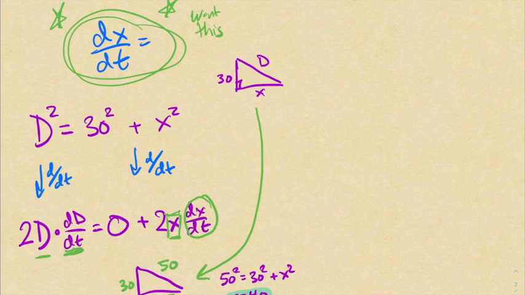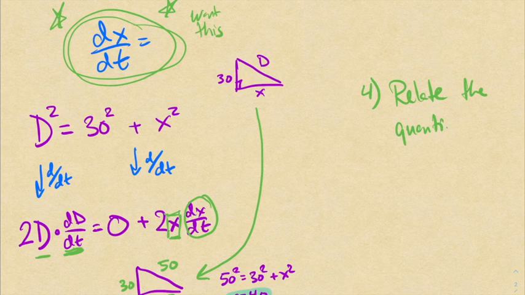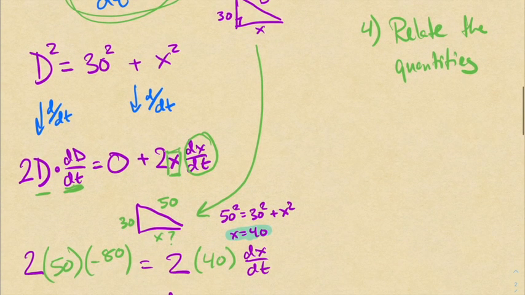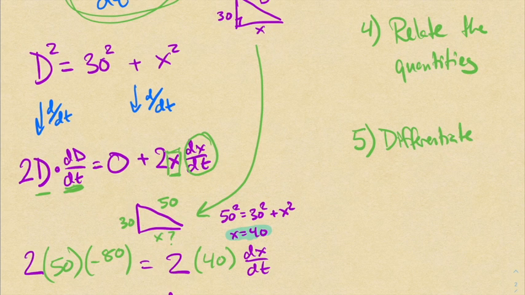Our next step was to relate the quantities. We related d and x by using the Pythagorean theorem in this case. It won't always be the Pythagorean theorem. It'll be some other way, perhaps. And then the next step, so we didn't plug anything in yet. The next step was to use implicit differentiation. So that is differentiate with respect to t. So use implicit differentiation. And we don't forget the chain rule.